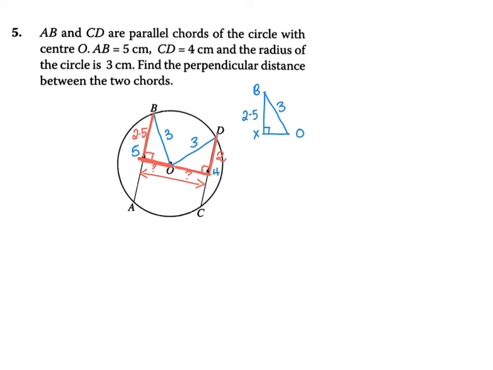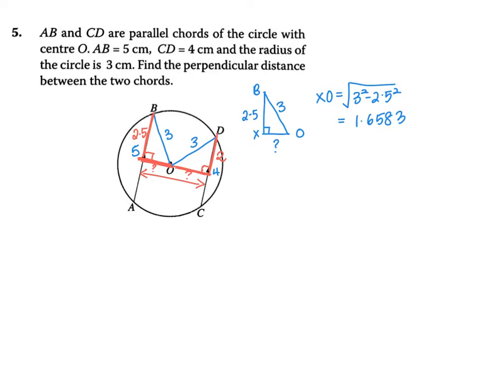And 3, what can we find? We can find XO. So XO will be equal to the square root of 3 squared minus 2.5 squared. And that gives us 1.6583.